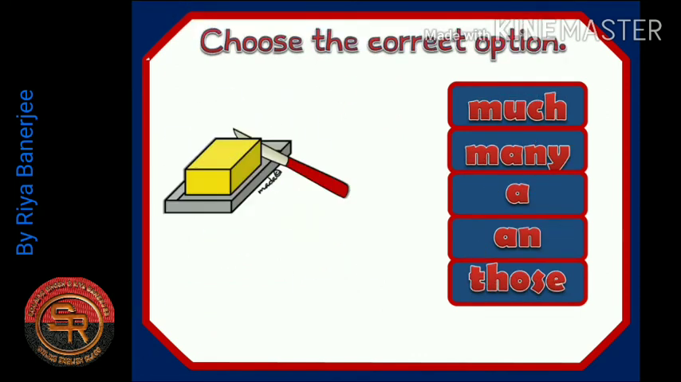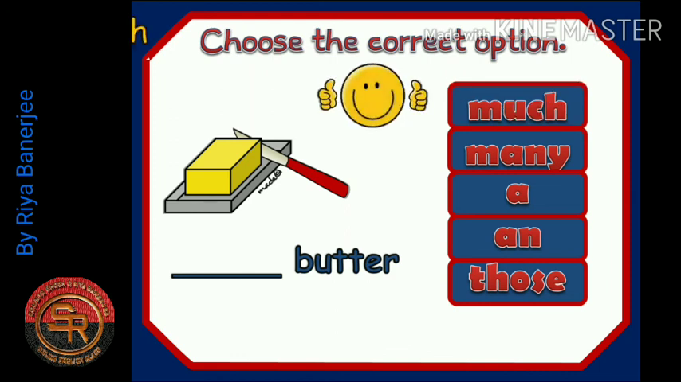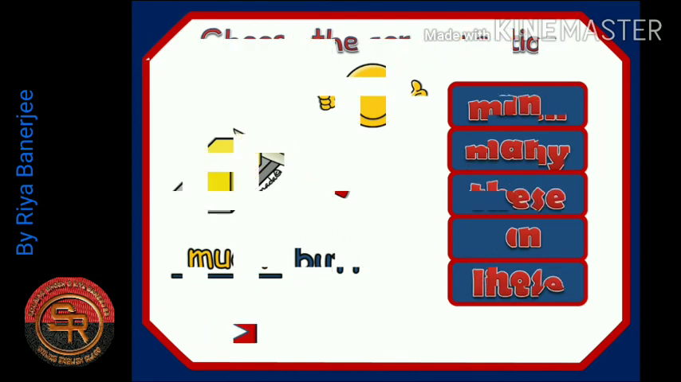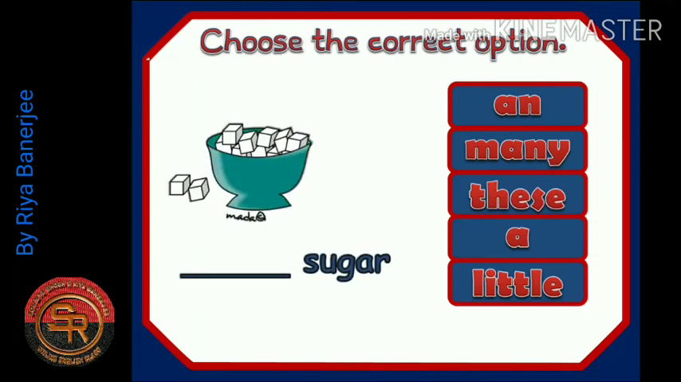Next, let's read the options. Much, many, and those. Dash butter. Now butter is uncountable. So can you tell? Much butter. Very good. That's the correct answer. Here it is much butter. Next example. Choose the correct option: a, many, these, little. Dash sugar. Now sugar, we already know, is uncountable. We cannot count it. So the answer would be little sugar.